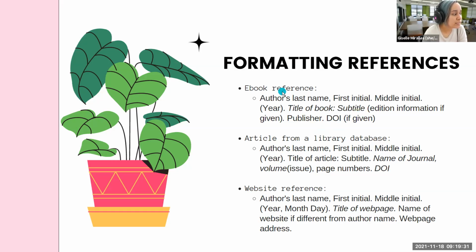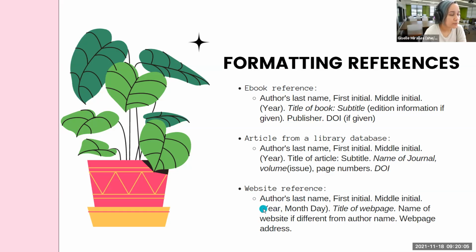Now, if you're referencing an article from a library database, you would include the last name, the first initial, the middle initial if given, the year, the title of the article, and the subtitle. Notice it is not italicized the way that the title of the book is. You would then give the name of the journal, the volume, the issue with no space in between, the page numbers, and the DOI.